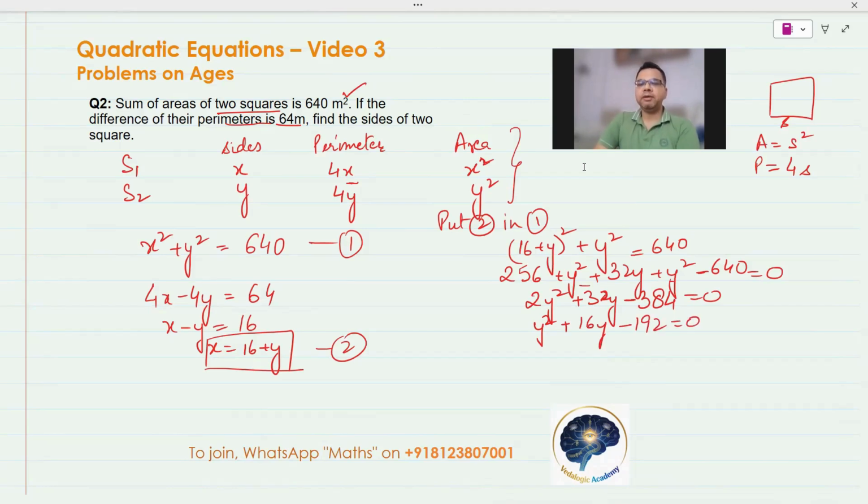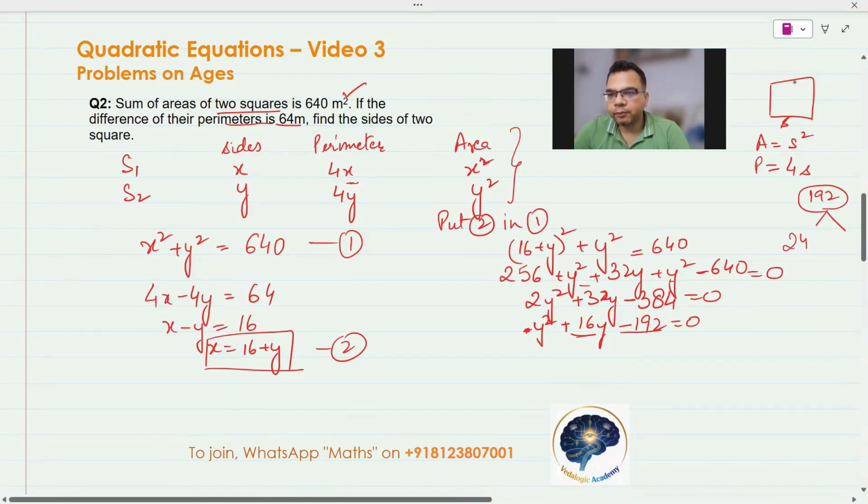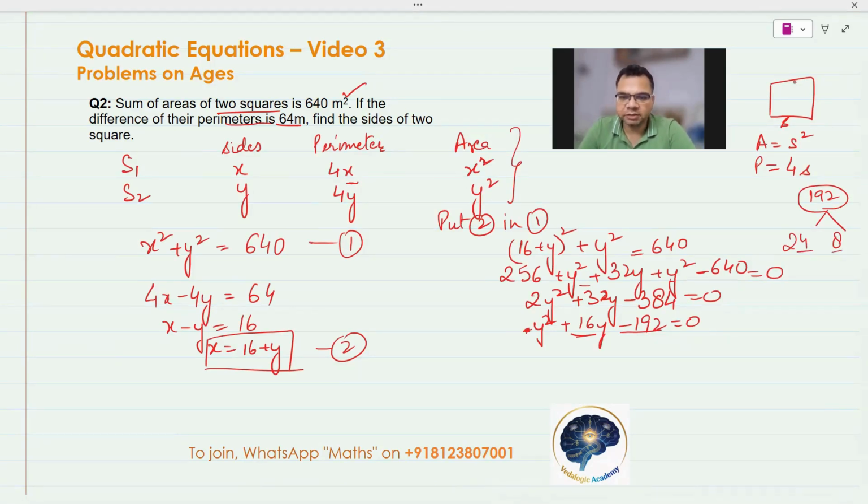Now, if you see, I have a negative in the constant term already. For factorization, I have to find the factors such that the difference of them will be 16. So the constant term is 192. The coefficient of y square is 1, right? So it will be 192 only, which I have to divide in two parts such that the difference is 16. Okay. So the factors of 192 will be 24 and 8. So that is fine. 24 and 8 factors can be used here.